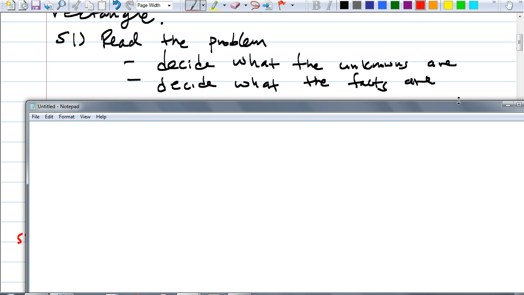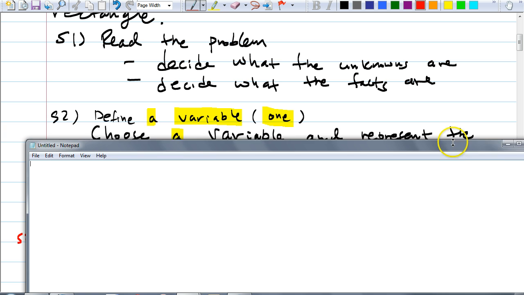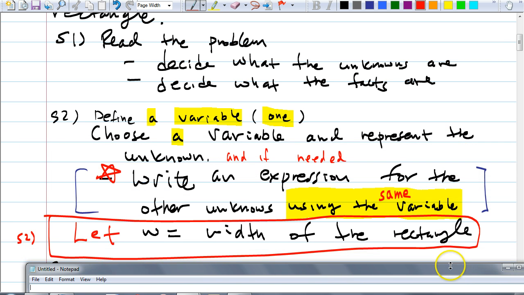Okay. Some of you said variable. Let me show you. This is what you're going to do. You're going to say, let W be the width of the rectangle, because that's our unknown. Okay? And I sort of explained what we're doing in this here.